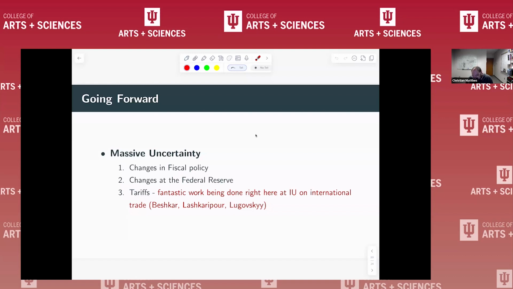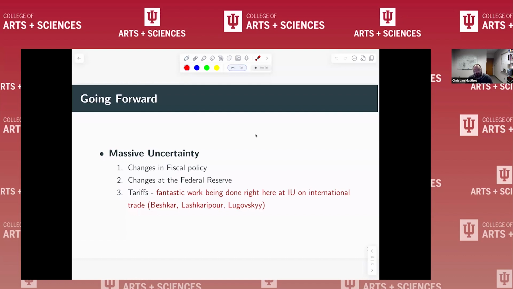I want to highlight that there's a lot of really tremendous work being done right here at IU in the econ department on international trade and studying trade policy, studying tariffs. We have a lot of fantastic trade economists on faculty. My colleagues Mustafa Beshkar, Ahmad Lashkaripur, and Vova Lugovsky have all done tremendous work thinking about the effects that increases in tariffs, or changes in tariff policy, can have on economic outcomes. And I'll actually show you a little bit of that.